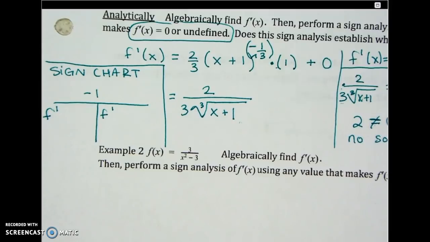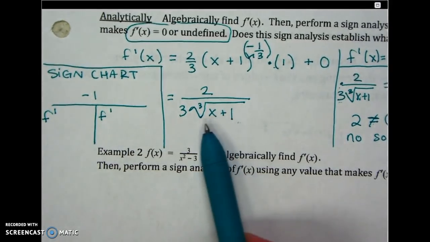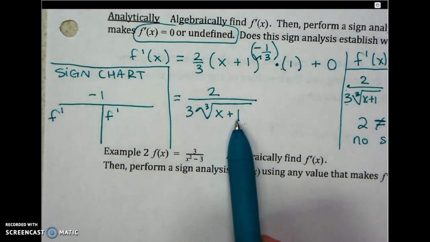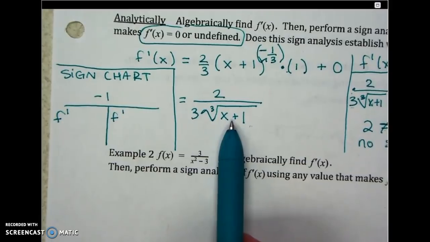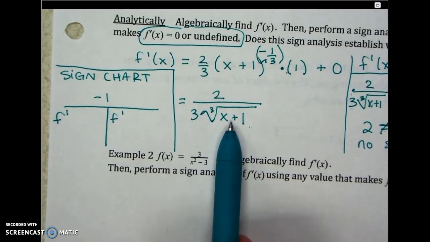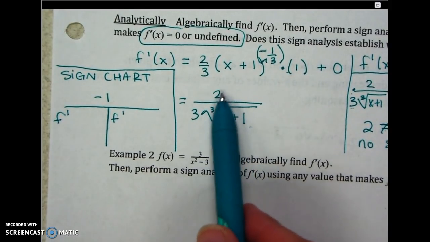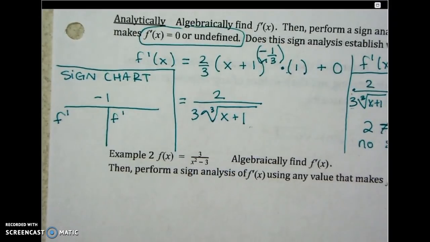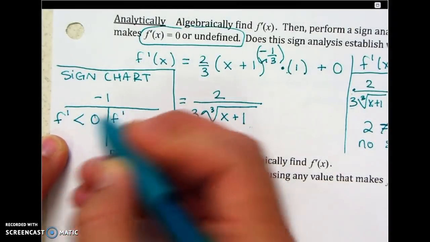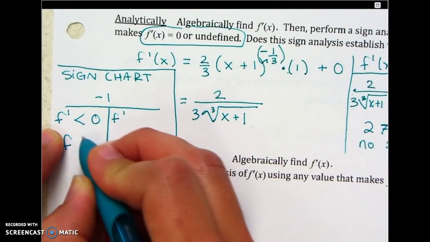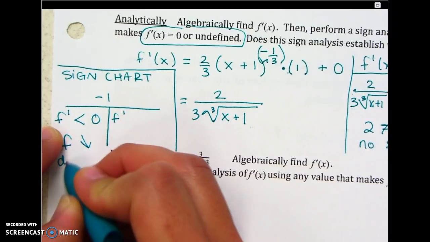Okay, this is all review, yes? Are you with me? Wake up, wake up. Here we go. What's a number less than -1? -2. Do it in your head. -2 plus 1 is -1. The cube root of a negative will come out negative. So do we have a positive divided by a negative? So that means the derivative is negative, which means the function is decreasing.